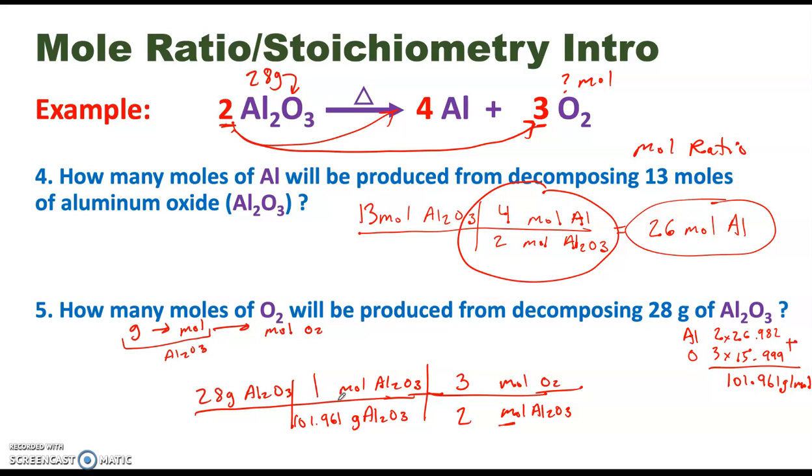So now what I do is I take 28, because this is on bottom, I divide. So 28 divided by 101.961, and then I multiply it by 3 because the 3 is on top, and divide by 2 because that is on bottom. What I end up getting is 0.4119222 is what my calculator gives me, but I can only go to 2 sig figs, so it's 0.41 moles O2 is my final answer.